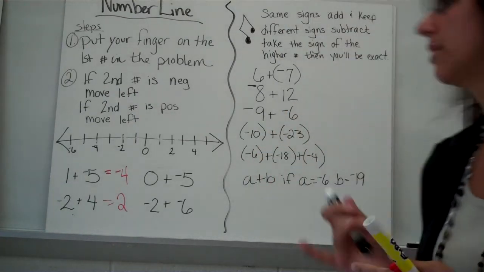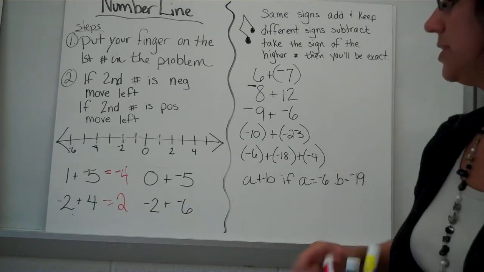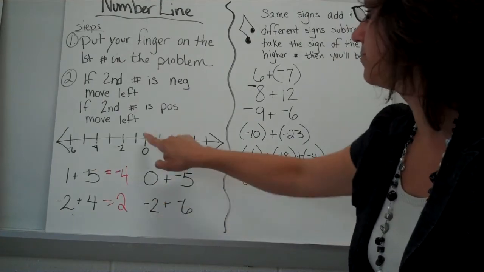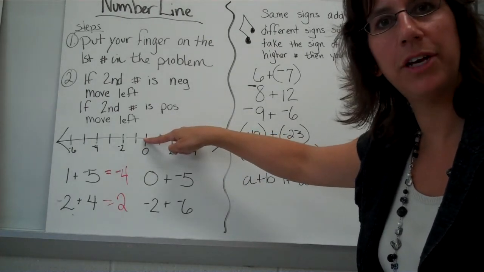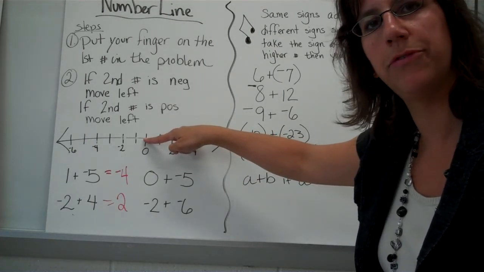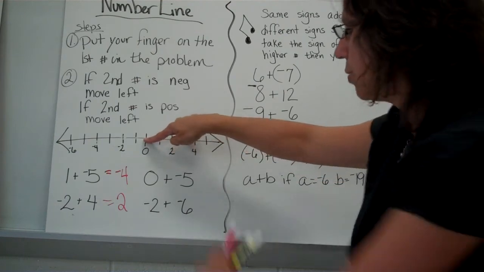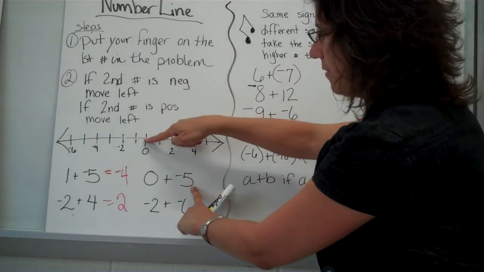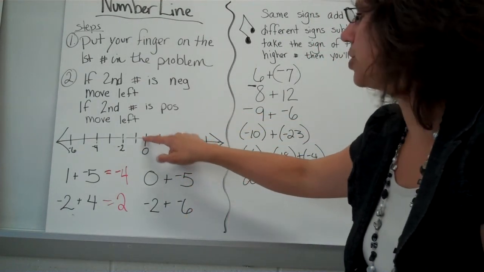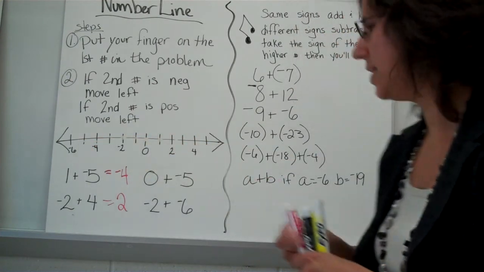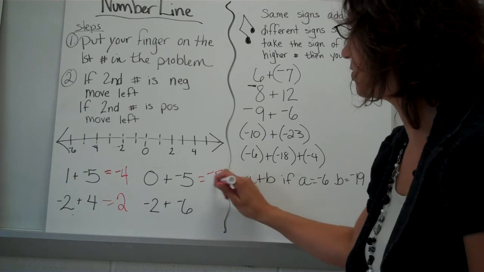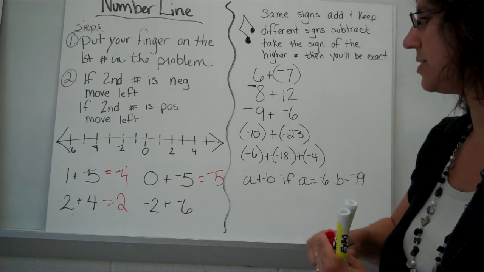All right, so let's go over the answer to this. We're going to start at the 0. And now we're moving which way? Towards the negative numbers. Very good. And how many steps are we going to move? 5 spaces. Good. We're moving towards the negatives, 5 spaces. So if you're at 0 and you go 5 spaces, where do you land? -5. Good. All right, let's try this last example.